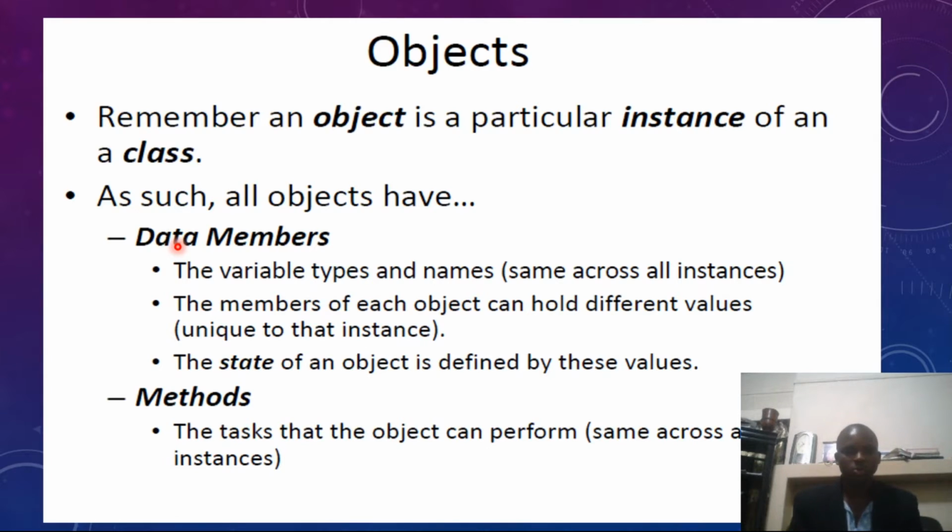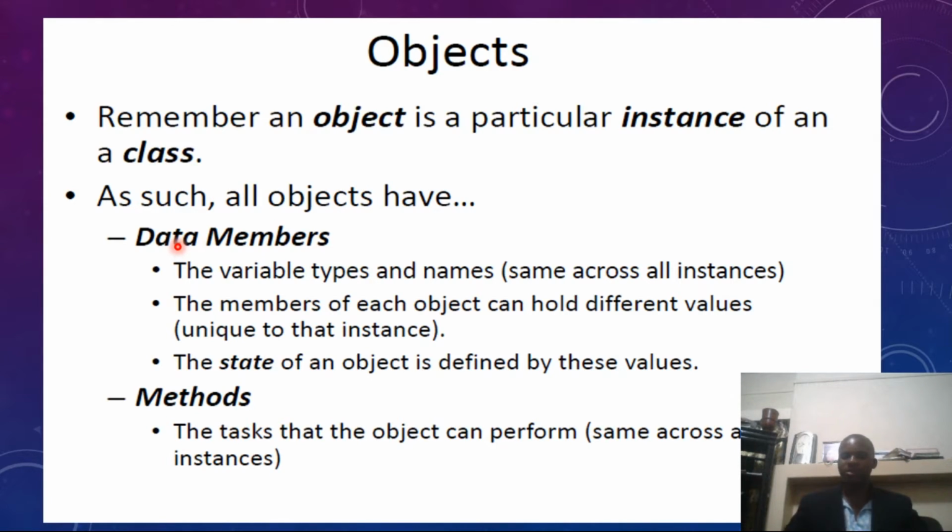So the variable types and names are the same across all instances. The members of each object can hold different values. What does this mean? It means that you as a student or as a person have got your name. If you're a student, you've got your student registration number, which is unique, your own registration number, right? So the state of an object is defined by these values. These values are the ones which define the state of an object, okay? Like if you talk of your complexion, all those things.